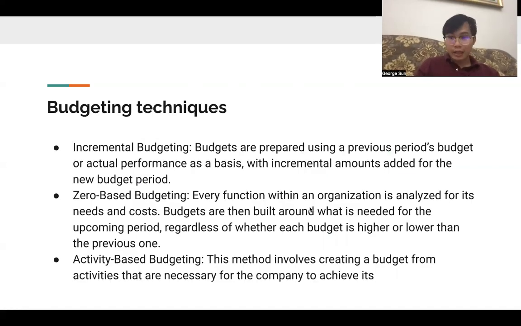Now we're going to talk about budgeting techniques. We have to talk about incremental budgeting, zero-based budgeting, and activity-based budgeting. Incremental budgeting means, let's say my 2021 budget was $100,000. Since now this is a new period, I want to increase that for the new budget period, let's say by $10,000 each year. Zero-based budgeting means every function is analyzed for its needs and cost. And this is extremely time consuming because every single thing is being analyzed.